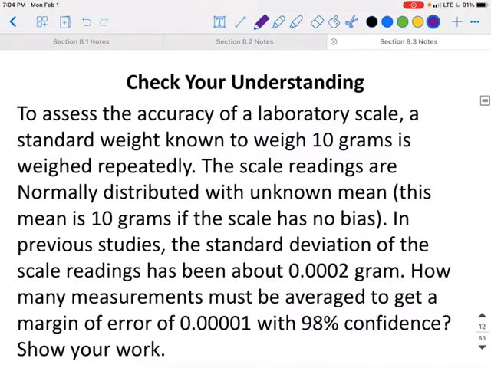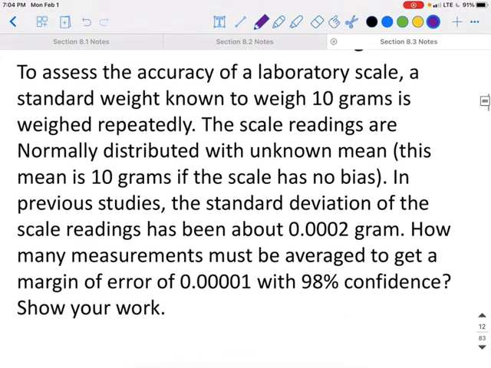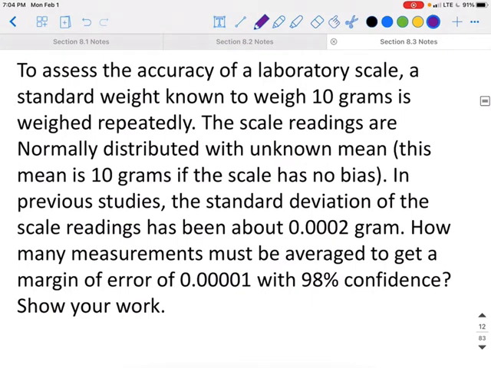So let's check our understanding. To assess the accuracy of a laboratory scale, a standard weight known to weigh 10 grams is weighed repeatedly. The scale readings are normally distributed, but with an unknown mean. This mean is 10 grams if the scale has no bias. In previous studies, the standard deviation of the scale readings has been about 0.0002 grams. How many measurements would be averaged to get a margin of error of 0.0001 with a 98% confidence interval?